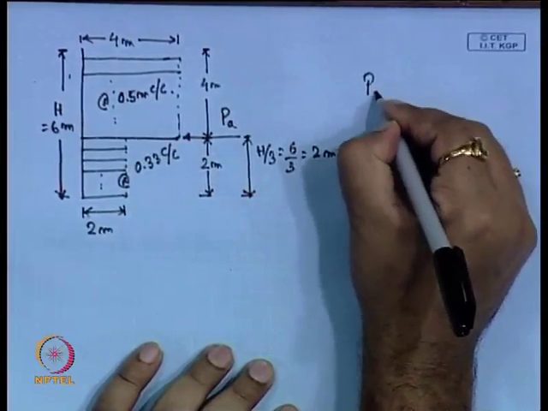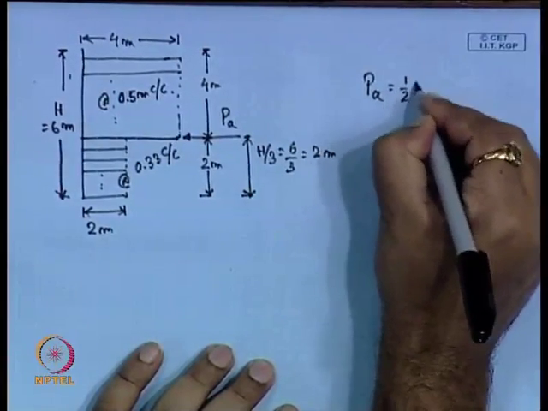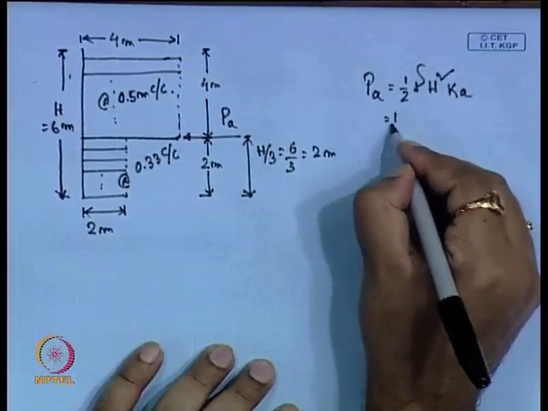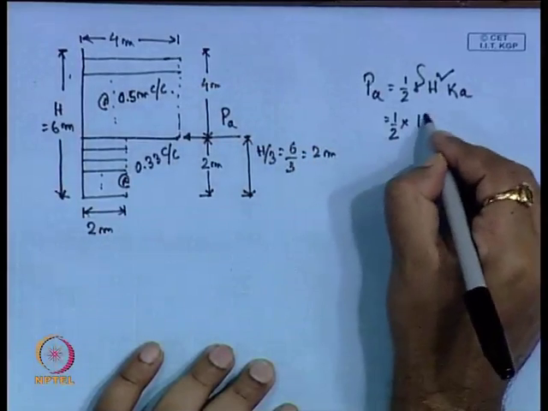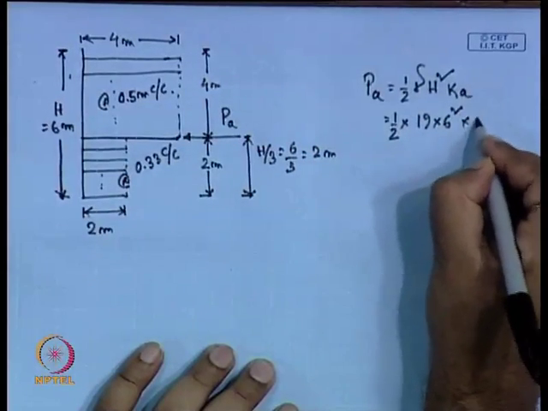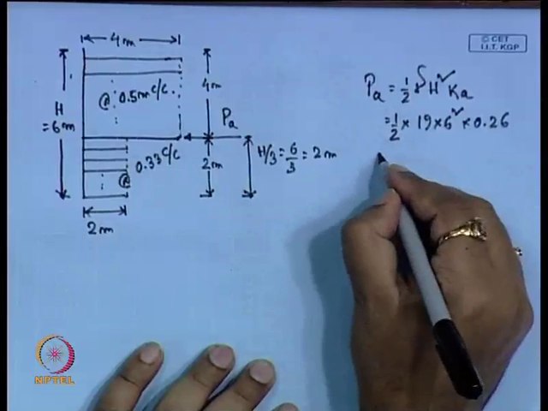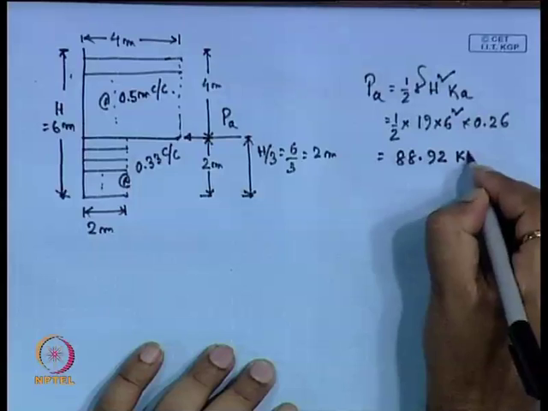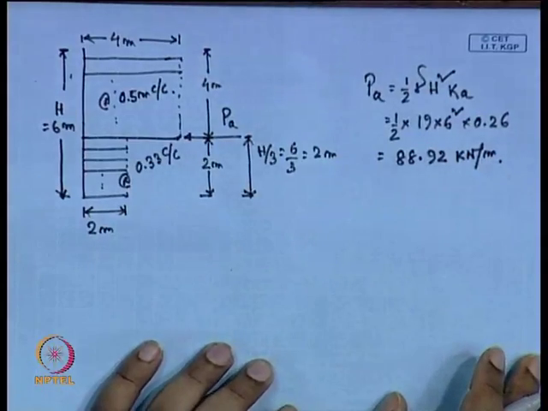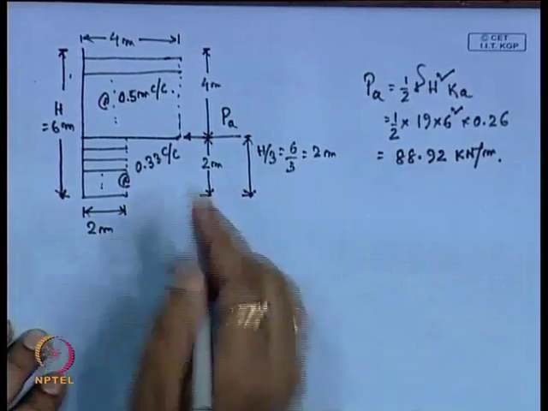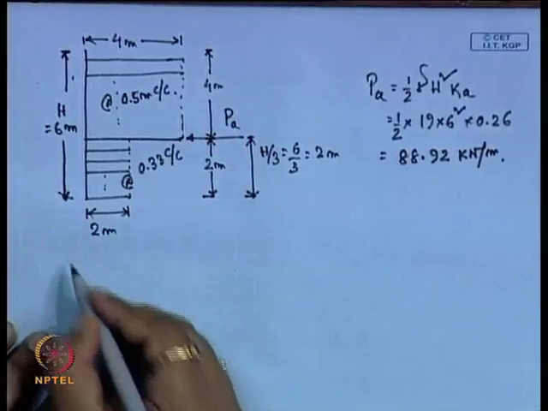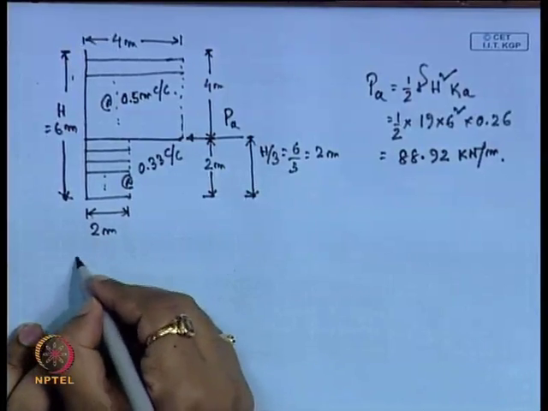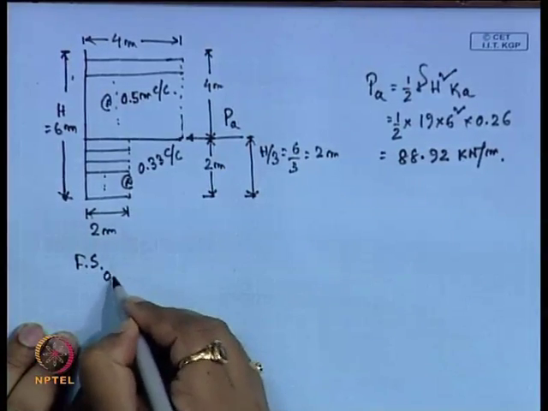Now first you calculate PA. PA is half gamma H square into KA. So half, gamma we will consider 19, H is 6 square, K is 0.26. So this is 88.92 kilonewton per meter. Then we have to consider the weight first to calculate the factor of safety for overturning.